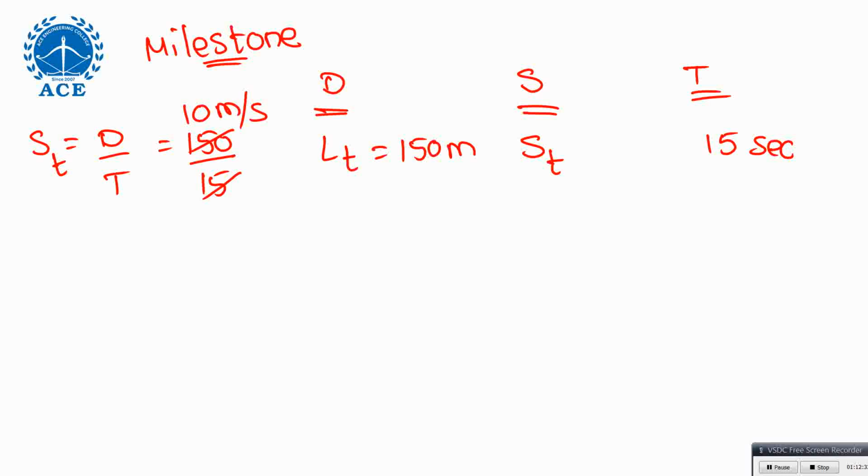So speed should be added. Simple logic is that: less time taken, speed is more, speed should be added. More time taken, speed is less, speed should be subtracted. That logic should trigger in your mind. No need to add anything.